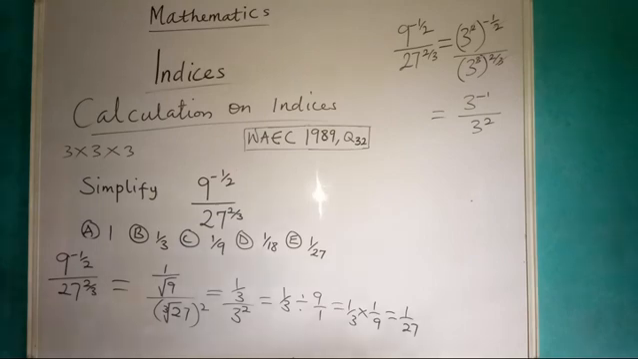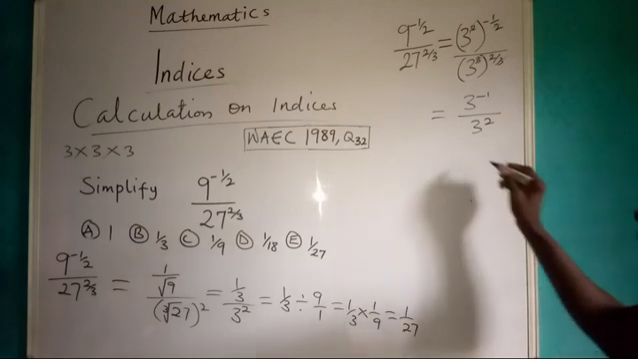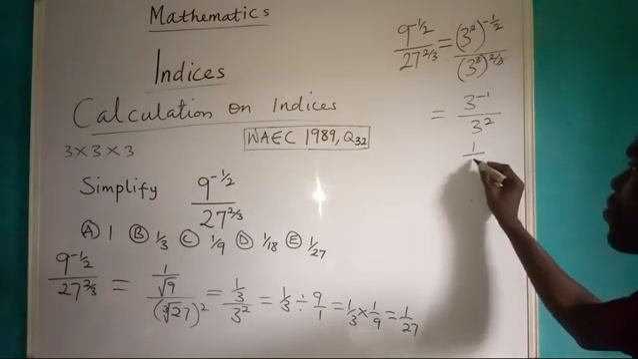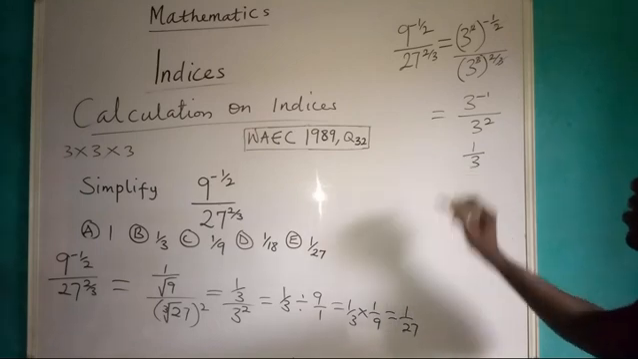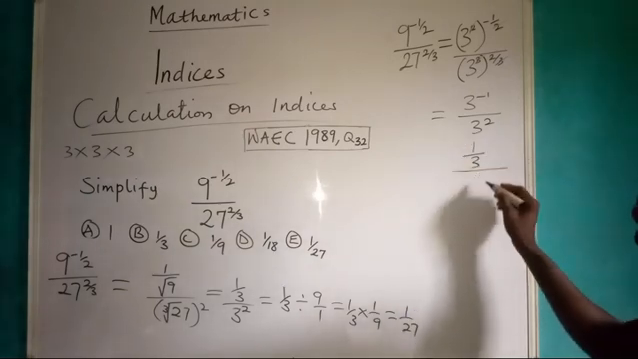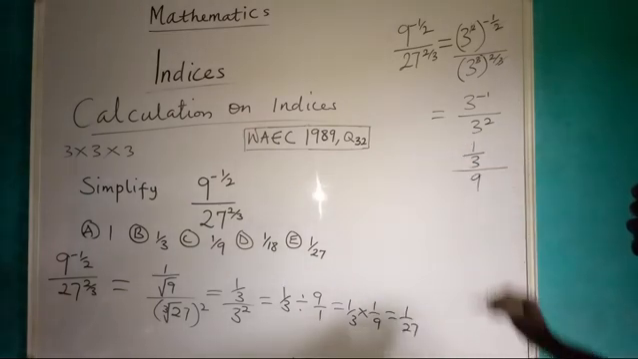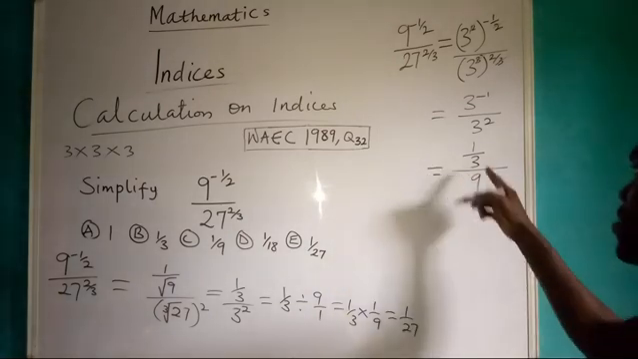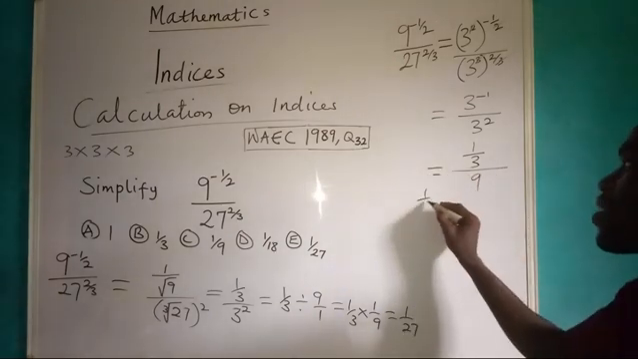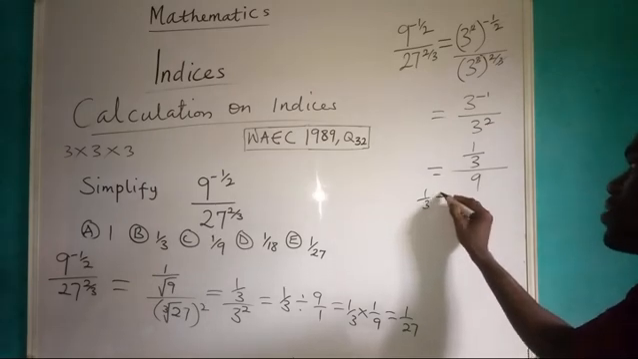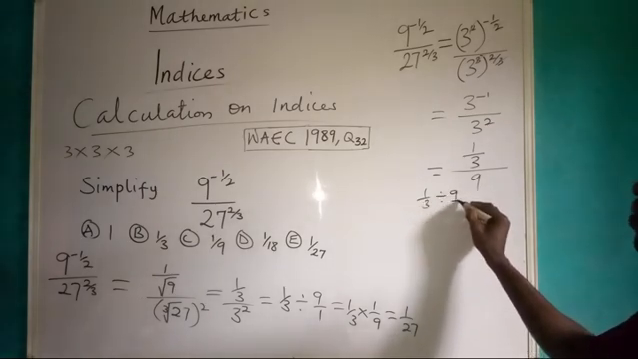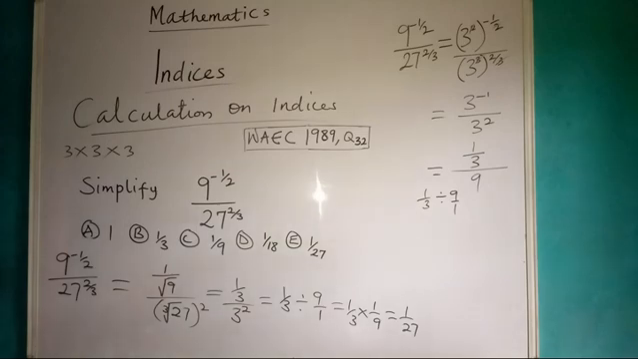Now, I will still have a negative power up. For this very one, 3 is carrying a negative power. It simply means 1 over 3. Divide, and 3 squared is 9. Please don't forget that. And we can as well write this very one as 1 over 3 divide 9. And remember 9, we need to make it over 1 so that it can also be a fraction.